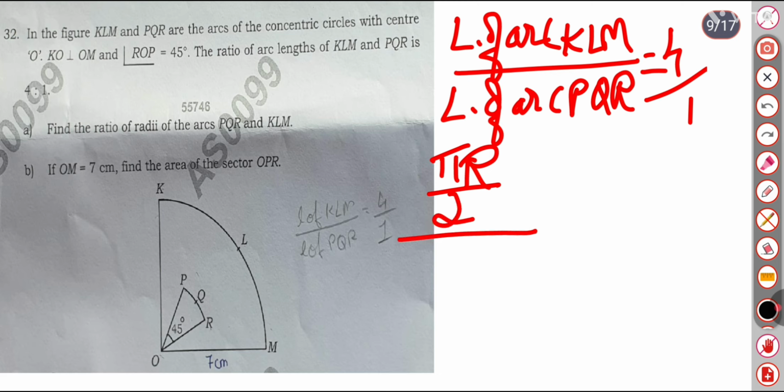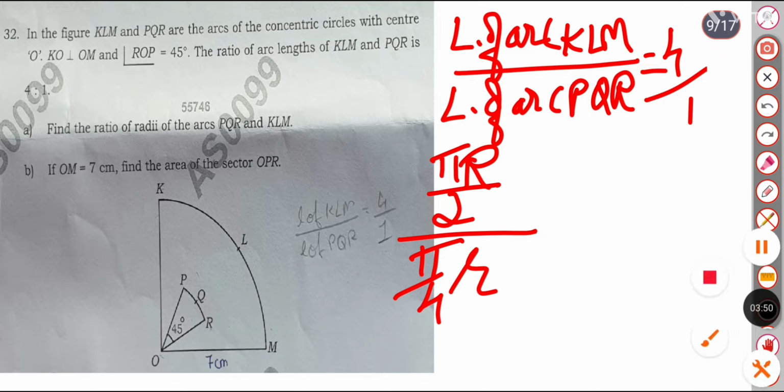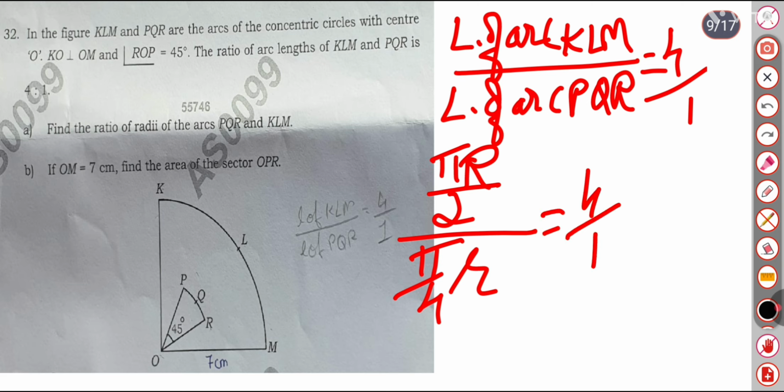Next for the small arc, 45 degrees is given, so it is again half of half, that is pi r by 4, smaller. For the small circle I will consider small r, and the big circle radius will be capital R. So it is 4 by 1. What happens here?